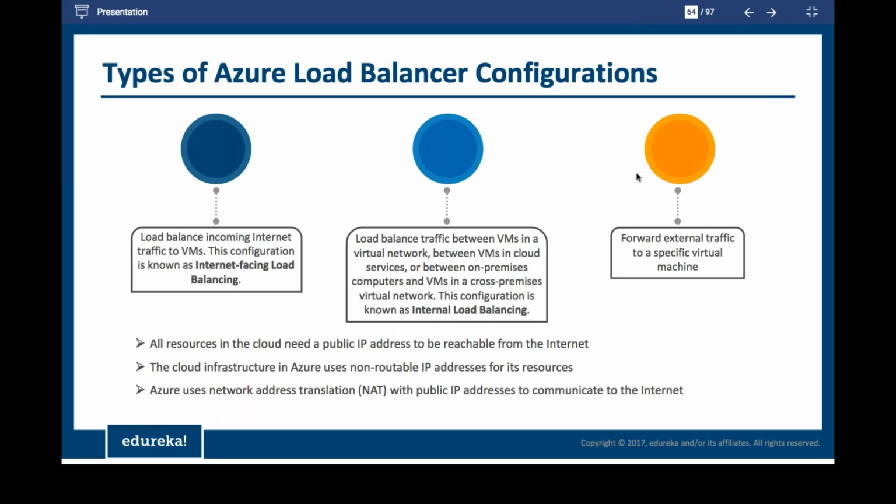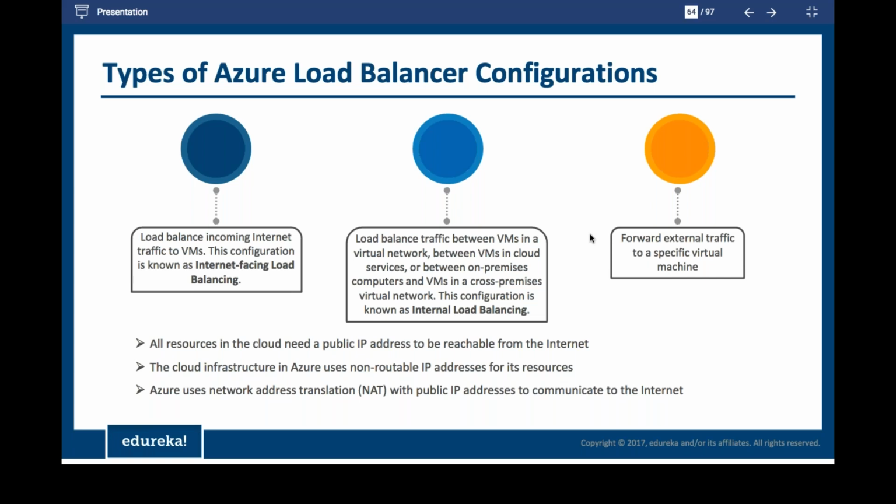So the load balancer comes with distributing the traffic, the requests which come from the internet, towards the VMs. So we call it an internet facing load balancer, which is a public facing load balancer. And the load balancer which distributes the traffic between the virtual machines inside a virtual network, I mean internally, or internally within the on-premise environments, is called an internal facing load balancer.